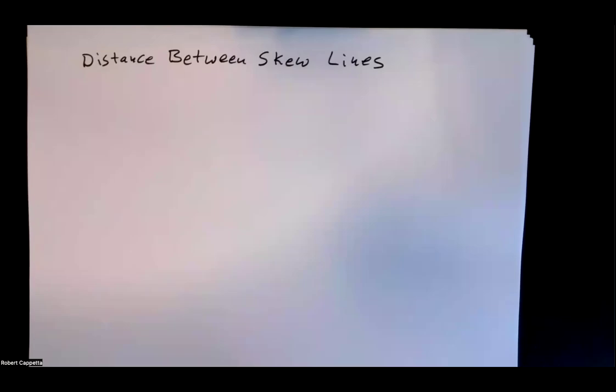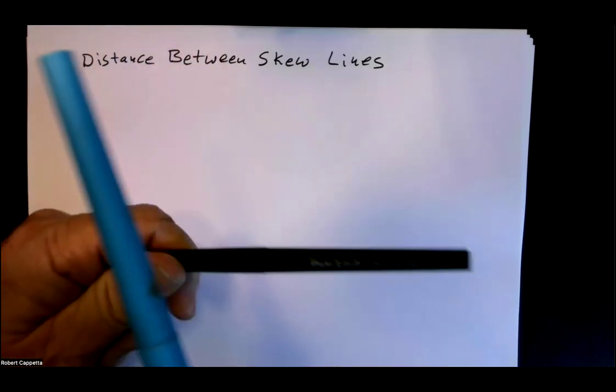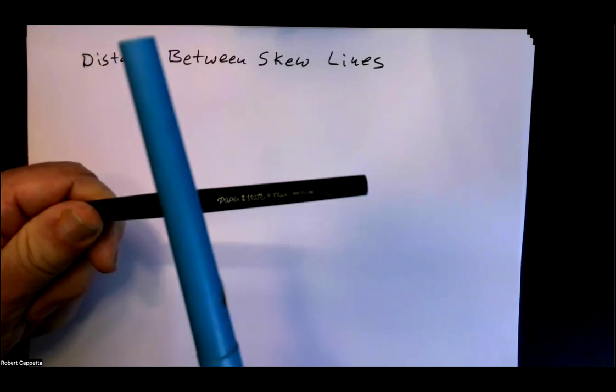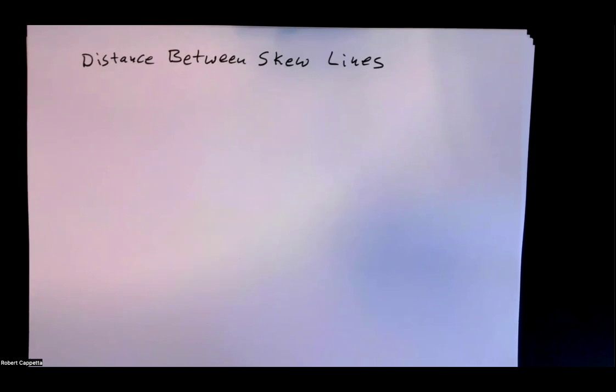Here we want to talk about the distance between two skew lines. So what are skew lines? They're lines that are non-intersecting, non-parallel. So if I look at these two pens, these would be two skew lines. Kind of difficult to see here in this world. But how do we find the distance between two skew lines?